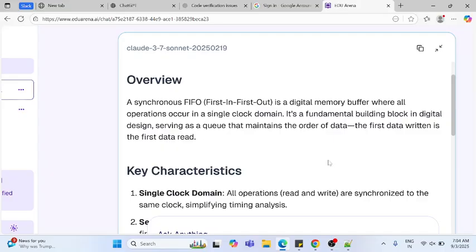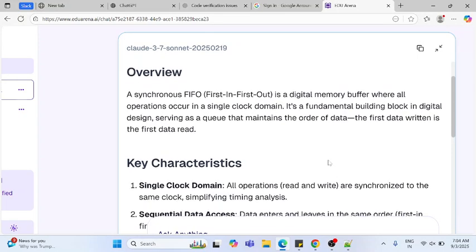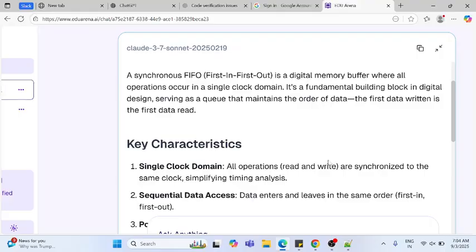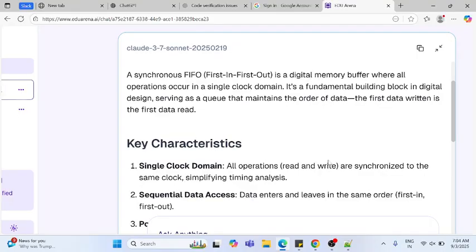Okay, so this is one response from Claude Sonnet. It gives the details about FIFO like this. So I thought that it is good to know through this particular response of Claude.